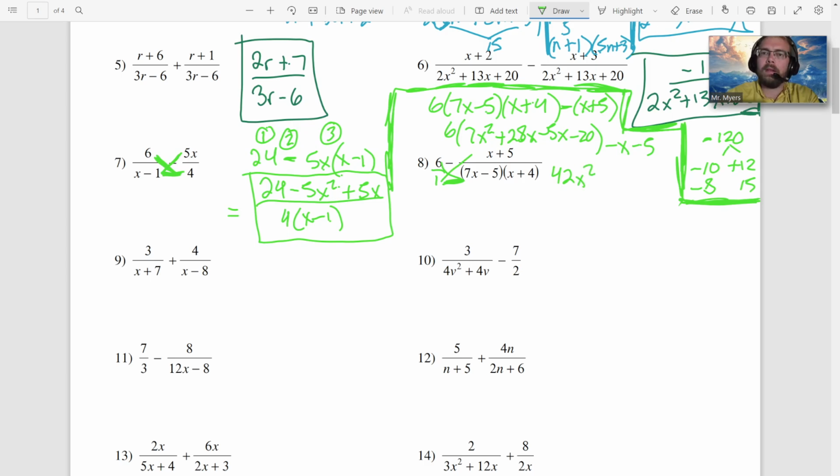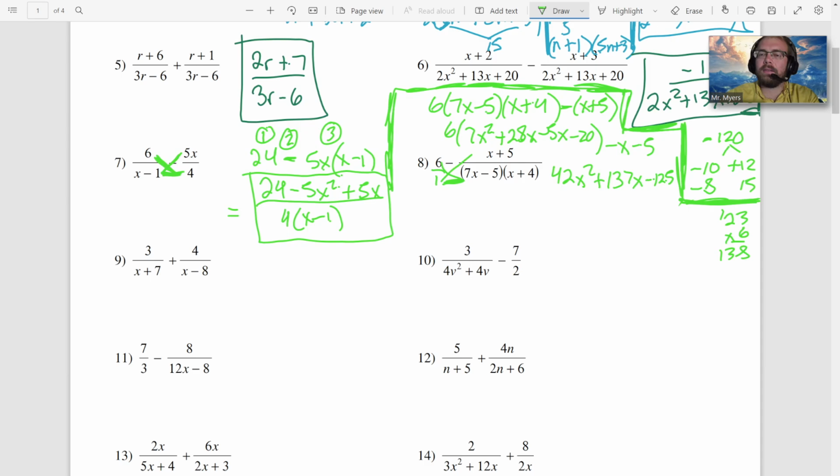42x squared, 6 times 7. 28 minus 5 is 23. 23 times 6. I don't have that one memorized. Let's see. 18, 1, 12, 13, 138. Let's check here. 138. Yeah, that goes into 3. That's even. Okay. So, that'd be plus. Oh, and also we're going to subtract an x. So that's actually going to be plus 137. And then 6 times 20 is negative 120, minus 5, minus 125.